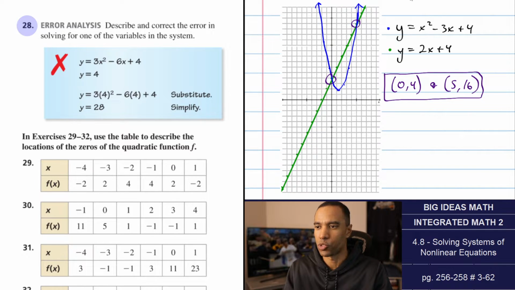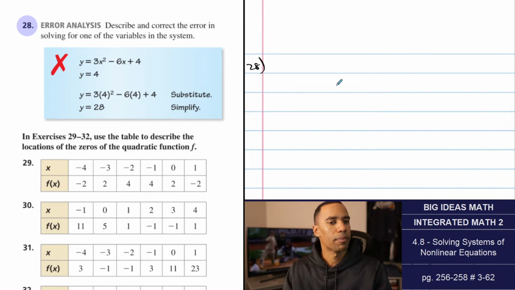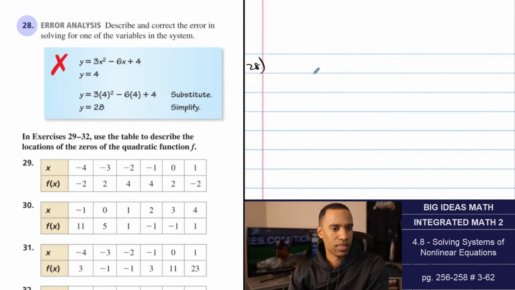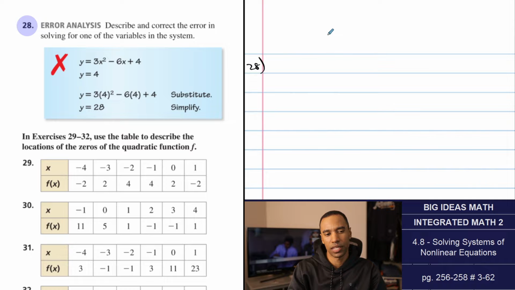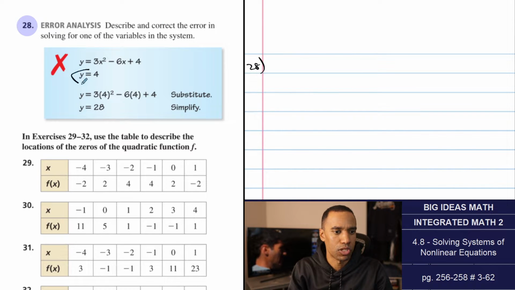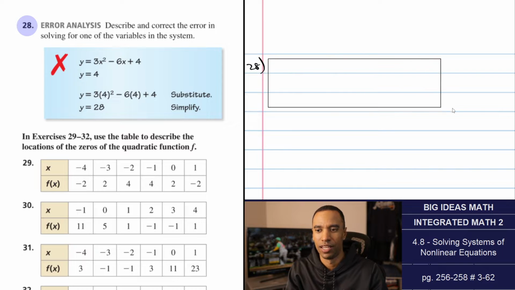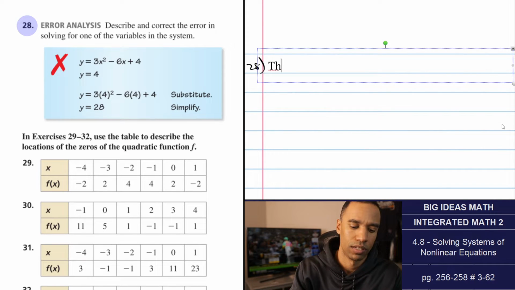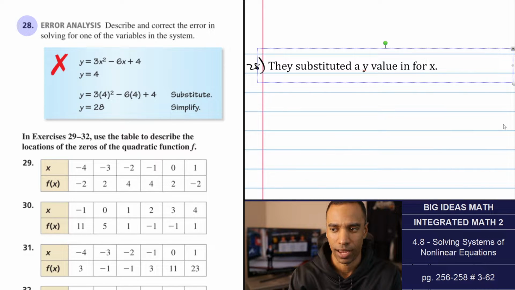Another error analysis, number 28. Hopefully these solve using another method that's not graphing. Describe and correct the error in solving for one of the variables in the system. y equals 3x squared minus 6x plus 4, and y equals 4. So look what they did. They took 4 and substituted it into x to solve for another y. So it means we're going to have to completely redo what they did. They substituted a y value in for x.